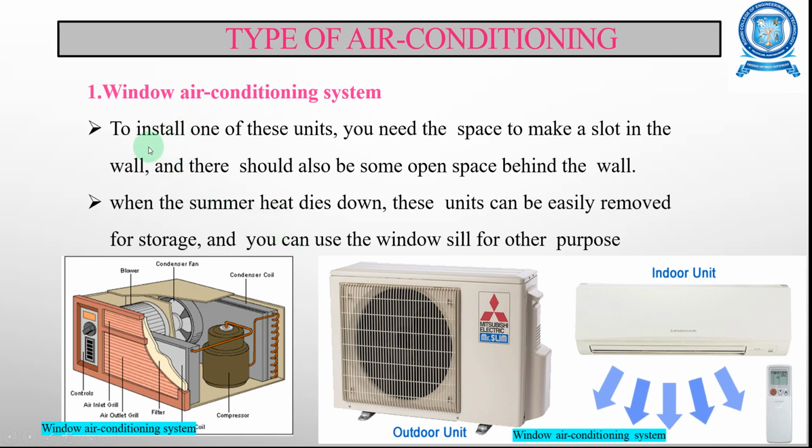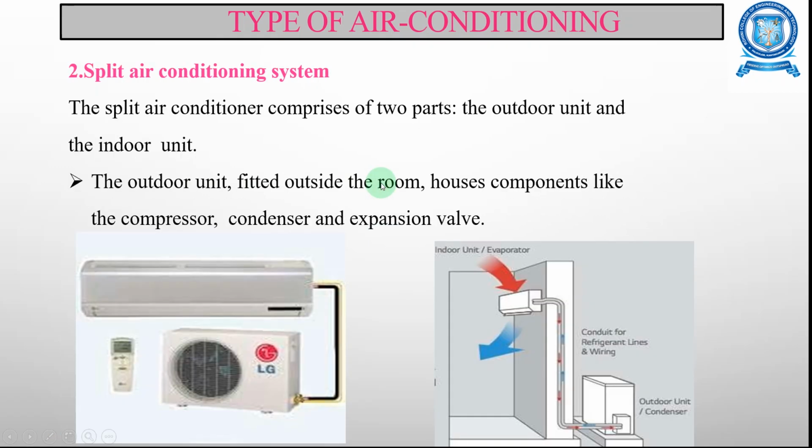So, the window air conditioning system. To install one of these units, you need a space to make a slot in the wall, and there should also be some open space behind the wall. When the summer heat dies down, these units can be easily removed for storage, and you can also use the window sill for other purposes.